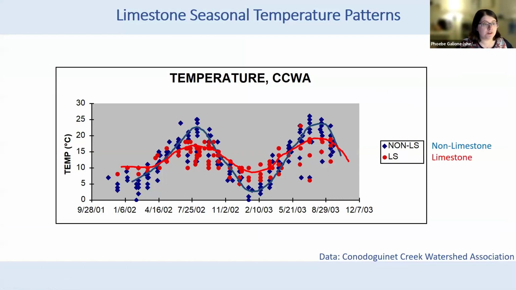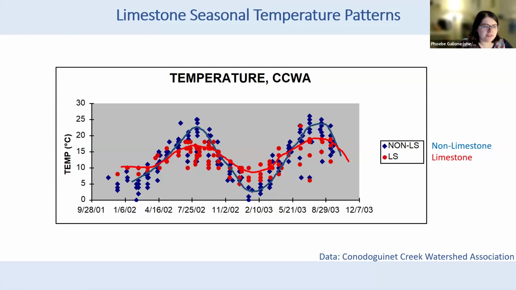But to further exemplify some of the effects of limestone, this is a data set that was collected by the Conneauta-Gwinnett Creek Watershed Association in the early 2000s. Shout out. What we wanted to show through this graphic, which shows temperature over time, is that we have blue data points that were collected from a non-limestone stream and red data points that were collected from a limestone stream.